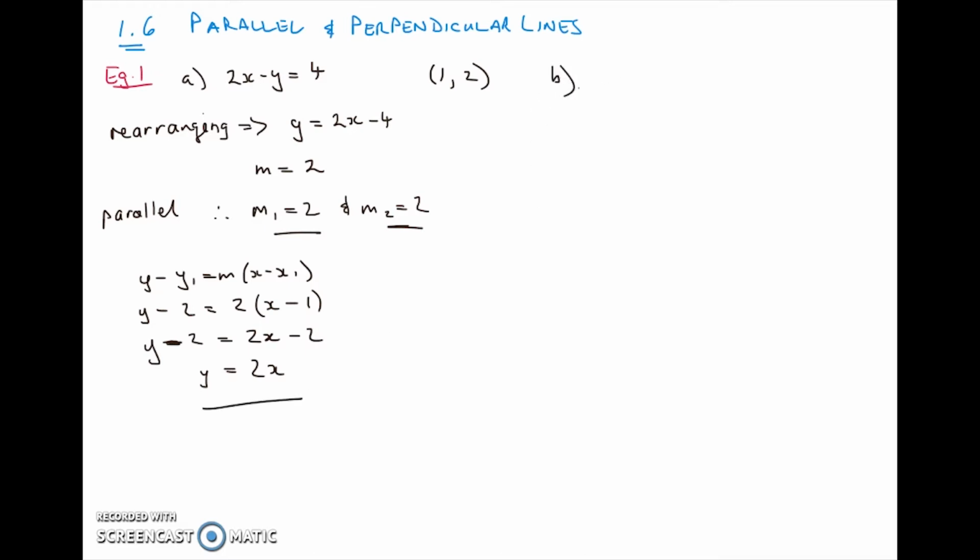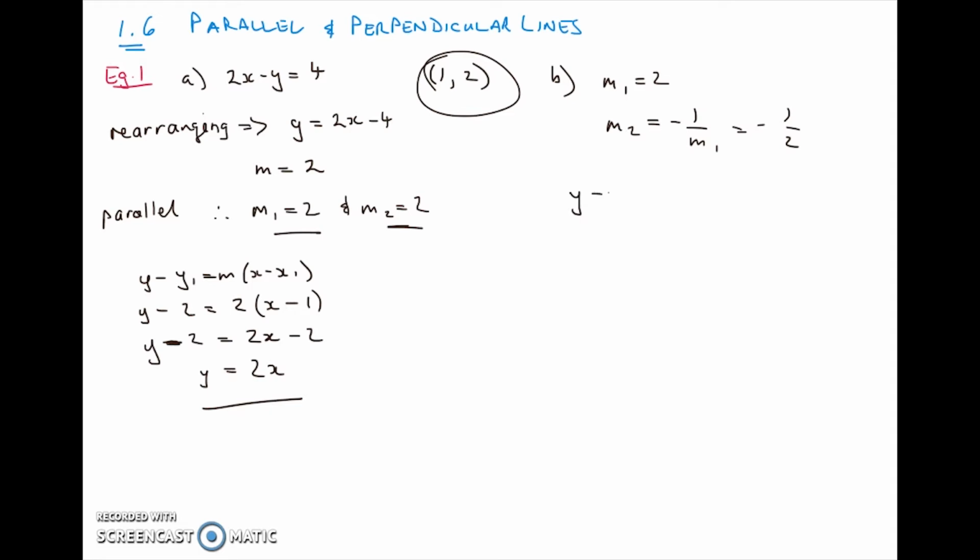We'll now look at example B. In this one, we have to find the equation of the straight line which passes through that same point, but this time is perpendicular to the line 2x minus y equals 4. So what we have is our m1 is equal to 2, but this time our m2, our second gradient, which is perpendicular, is the negative reciprocal. So it's -1 over m1, which is -1 over 2.